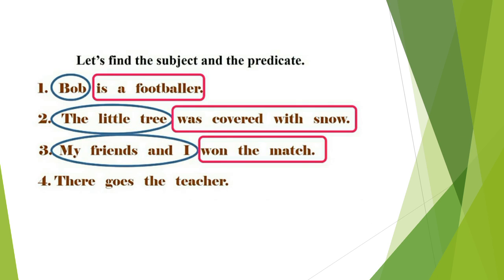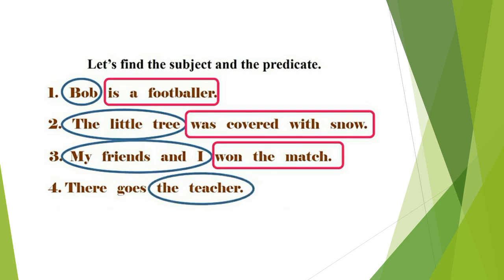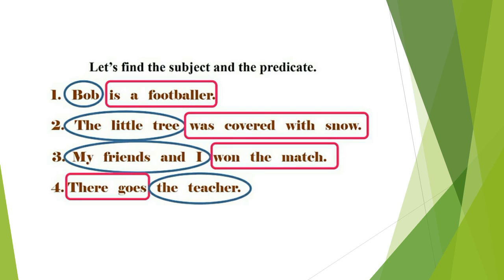So let's move on to the last example, that is, there goes the teacher. Here children, the teacher is the subject. It is not necessarily that the subject should be in the starting. It can be in the middle or even in the last. So the teacher is the subject and there goes is the predicate.